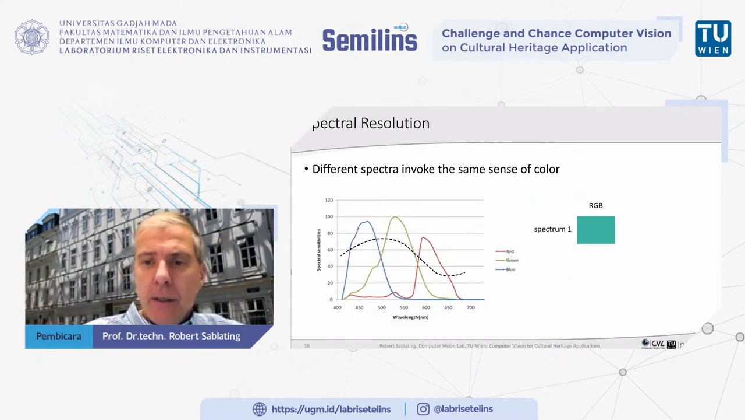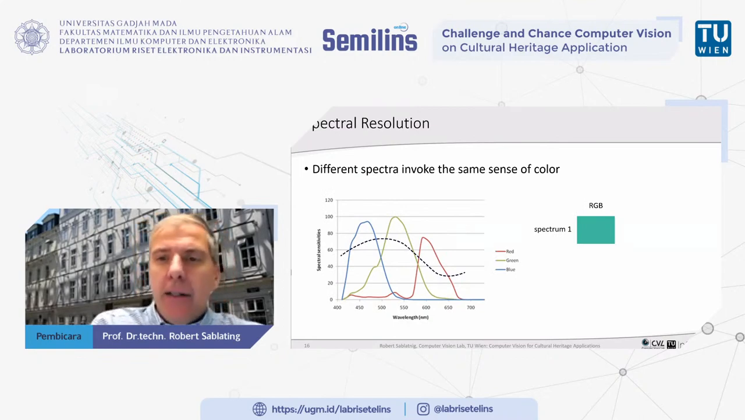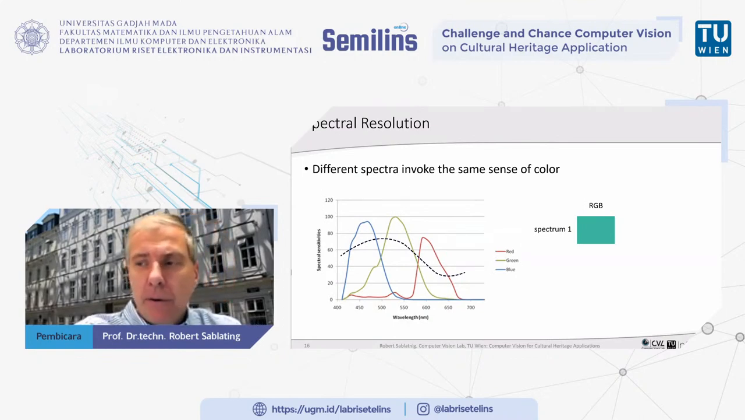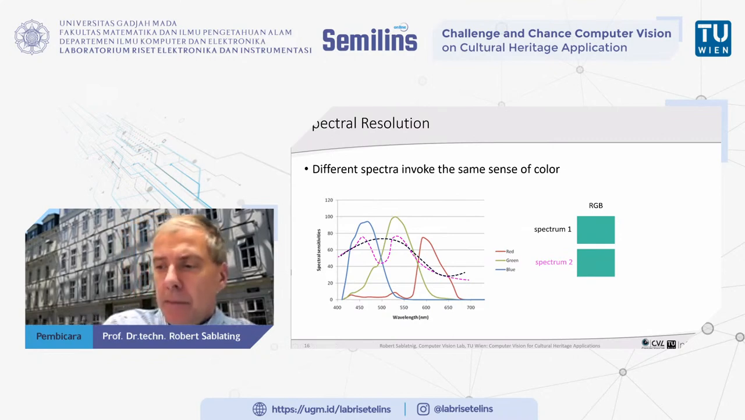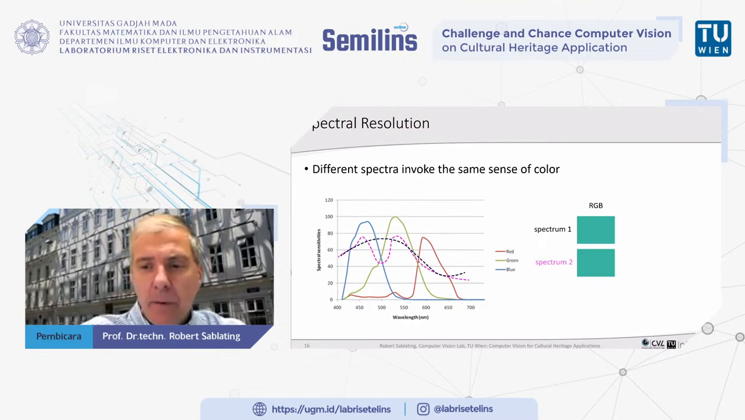So the interesting thing, and this is quite nice to see, is that different spectra invoke the same sense of color for a human. For instance, if we have this dotted black line here as the spectrum for our sensors in the eye, so we also have 3 sensors in the eye, this would give this color, for instance. However, if you have another spectrum like this one here, it's exactly the same color. Why? Because these frequencies add themselves in different ways, and we as humans see the same color because we have 3 sensors, red, green, and blue, and these 3 different sensors get different spectra and mix them together to the same spectrum.